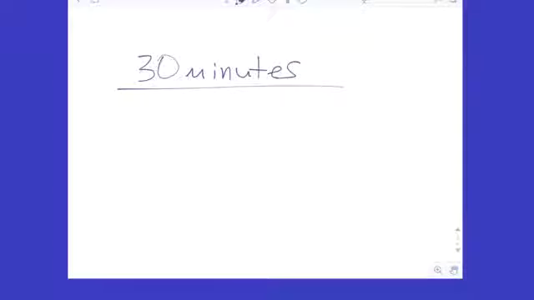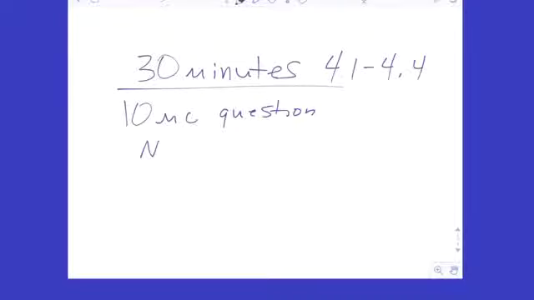So your test tomorrow, the second part of it, you want to go ahead and write this down. You'll have 30 minutes, and I'm going to stick to that, because it should be enough. If you practice enough tonight, 30 minutes should be more than enough time. You're going to have 10 multiple choice questions. Of course, it's going to be sections 4.1 through 4.4, and there's no calculator.